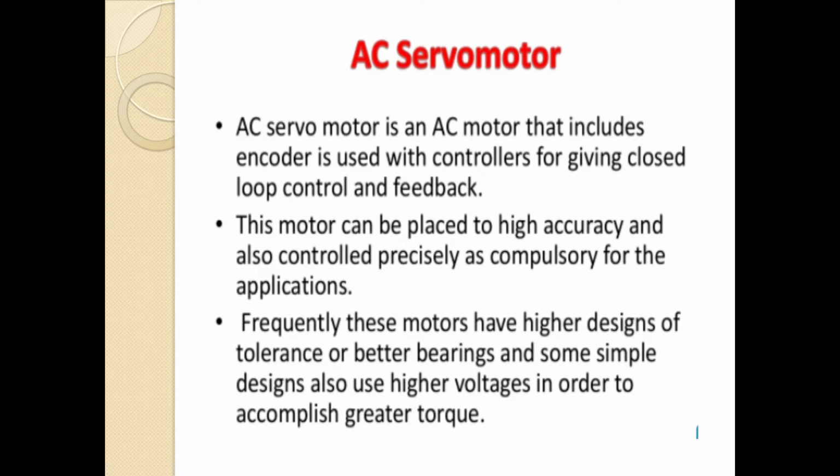AC servo motor. The second type is the AC servo motor. The AC servo motor is an AC motor that includes an encoder used with a controller to give closed loop control and feedback. This motor can be positioned with high accuracy and controlled precisely, which is compulsory for such applications. Frequently, this motor has a higher tolerance or better bearings, and some designs also use higher voltage in order to accomplish greater torque.